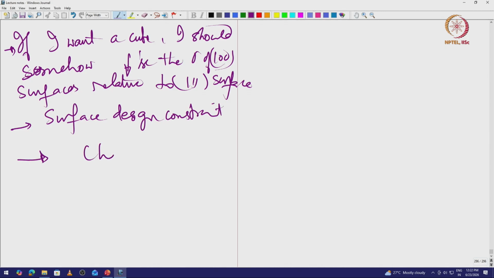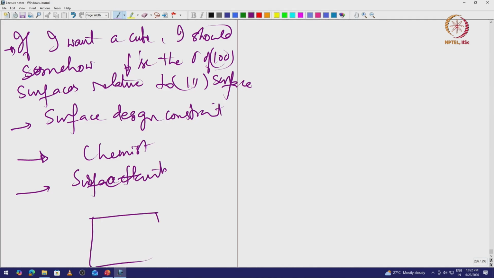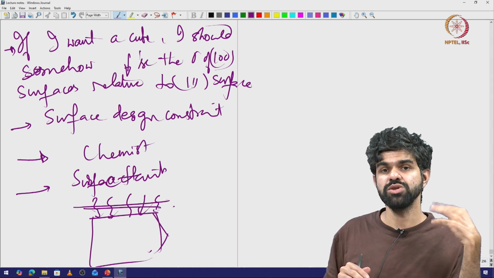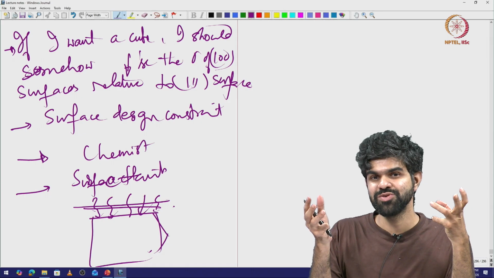I should be a nice chemist, right. I will use what are called surfactants, right, that modify the surface. So, for example, the surfactants adsorb onto the 100 surface more than the 111 surfaces, let us say, okay. And then they reduce the energy of the 100 surfaces more than the 111 surfaces, right. So there is a magic of chemistry that goes in there, right.